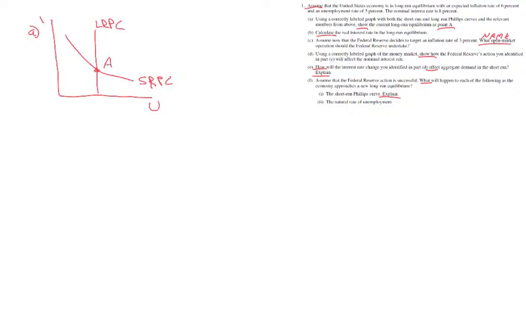Okay, so this is our first part, but it also says that we have to label the equilibrium as point A, and we have to use the numbers from above. So they give us an unemployment rate of 5% and an inflation rate of 6%. So here is our 6%, and here is our 5%.